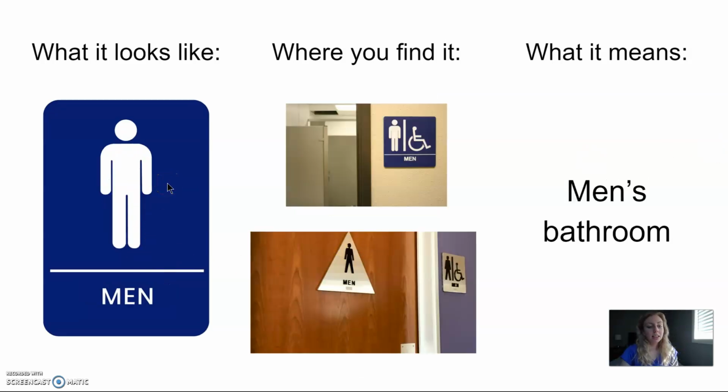All right, and then this is the men's restroom. This one will also be on doors or next to doors. And it is signaling that this is the men's restroom. And this can also be accompanied with the wheelchair accessible sign in there. All right.